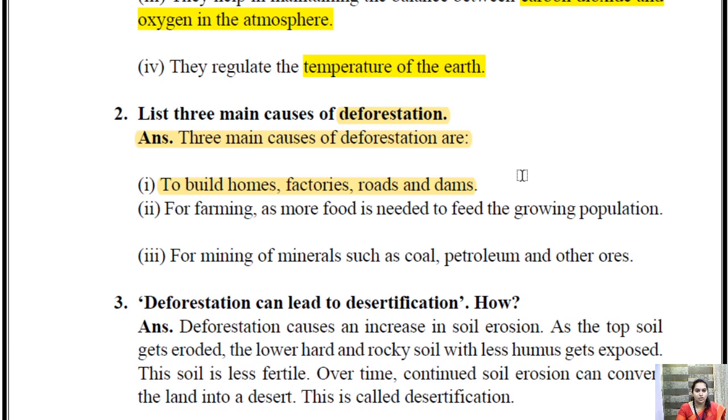The first restriction point for constructing an industry or factory is that it should not be in a posh area. Posh area means where there is a colony of people, जहाँ पे लोगों का घर है, जहाँ पे market है, वहाँ पे फैक्ट्री या इंडस्ट्री नहीं होनी चाहिए. ये सबसे पहला रूल होता है.